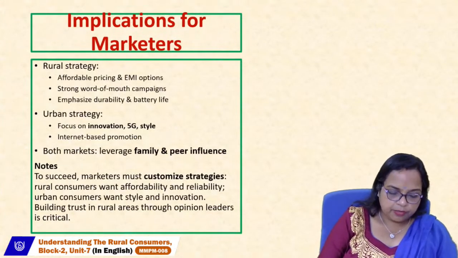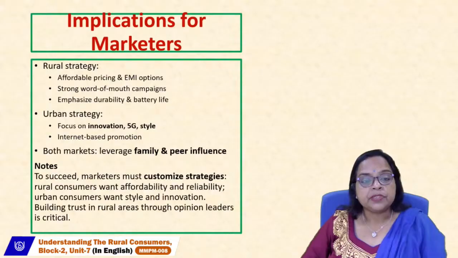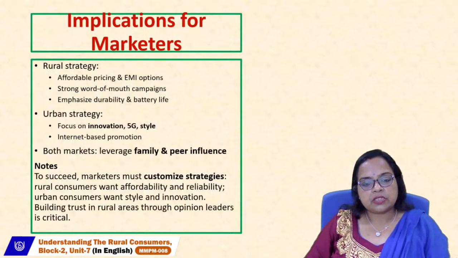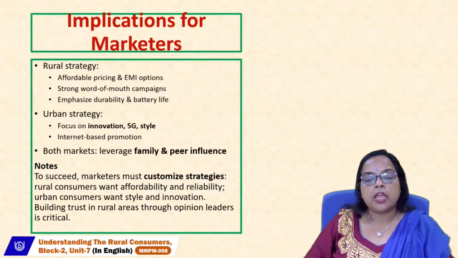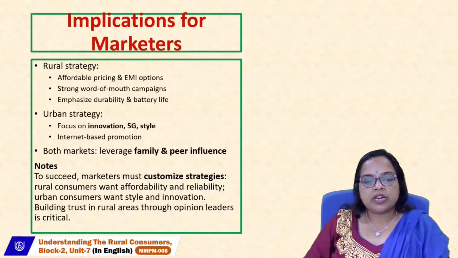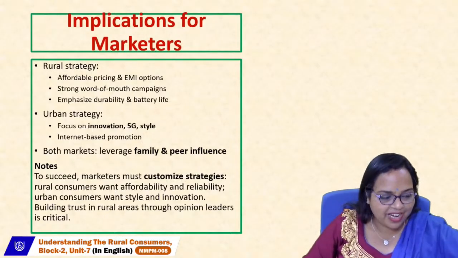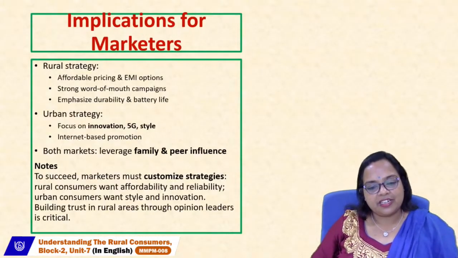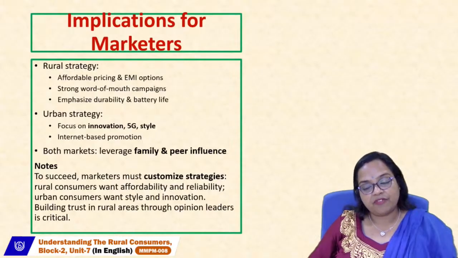What does it mean? What is the understanding of all this discussion for marketers, the implications for marketers? To succeed, marketers must customize strategy, because the rural market is not exactly the same as the urban market. We introduced, discussed, and analyzed many factors in the previous three units. Rural strategies should be affordable pricing and EMI options for mobile handsets. If your company is manufacturing mobile handsets and you are aiming to sell in the rural market, you have to take the pricing strategy in an affordable range.